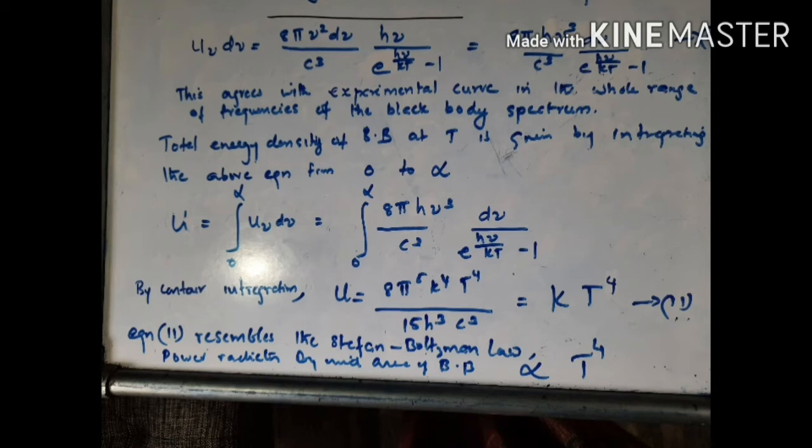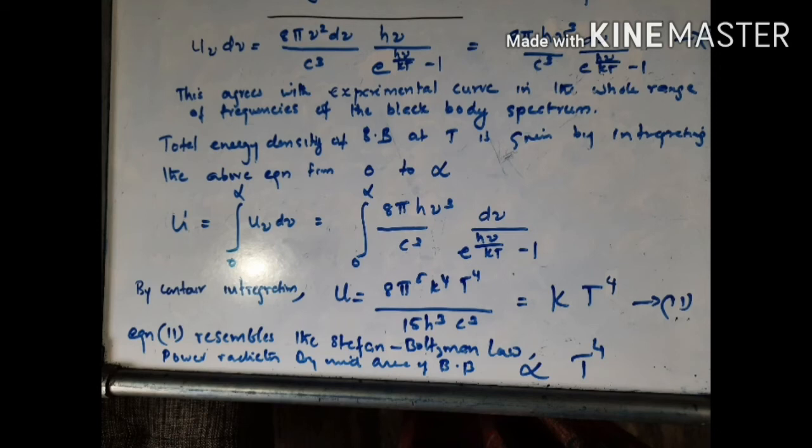We are employing contour integration in order to evaluate the integral. You do not have to derive it actually, but you should remember the result. That is, the total energy density U is equal to 8 pi raised to 5 k raised to 4 T raised to 4 divided by 15 h cubed c cubed, which can be written as a constant K into T raised to 4. This is equation number 11, and it resembles the Stefan-Boltzmann law.